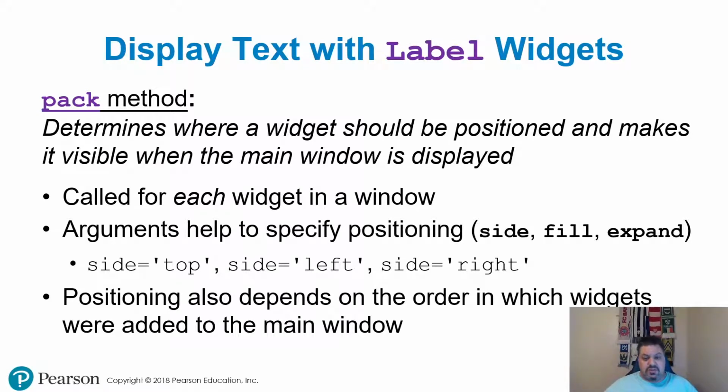There are some arguments, so we can move things around. I'll get to those shortly. But you can basically say which side do you want to put it in, the top, the bottom, the left, the right. We can do things with fill and expand to make them go a little wider. You'll see that when we get to those points. The interesting thing is that the positioning of things in a window also kind of happens in the order that you create them, which is why I say we might not necessarily be declaring all of our widget variables at the top of our document.